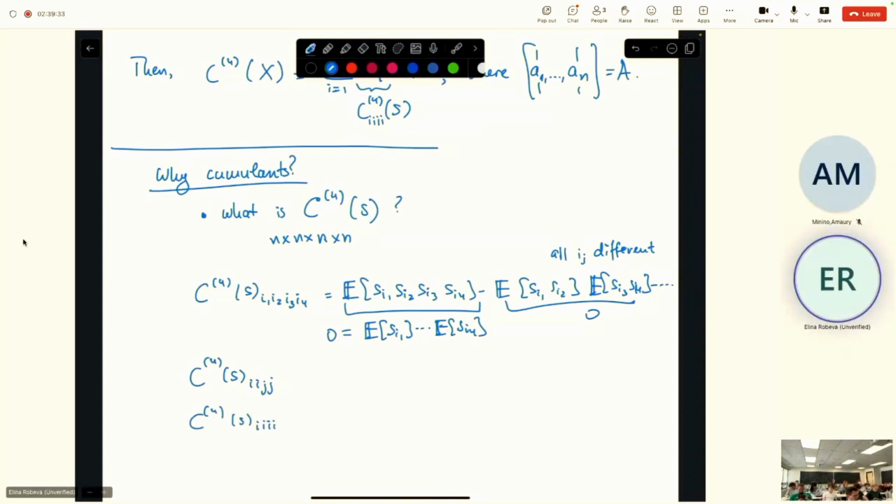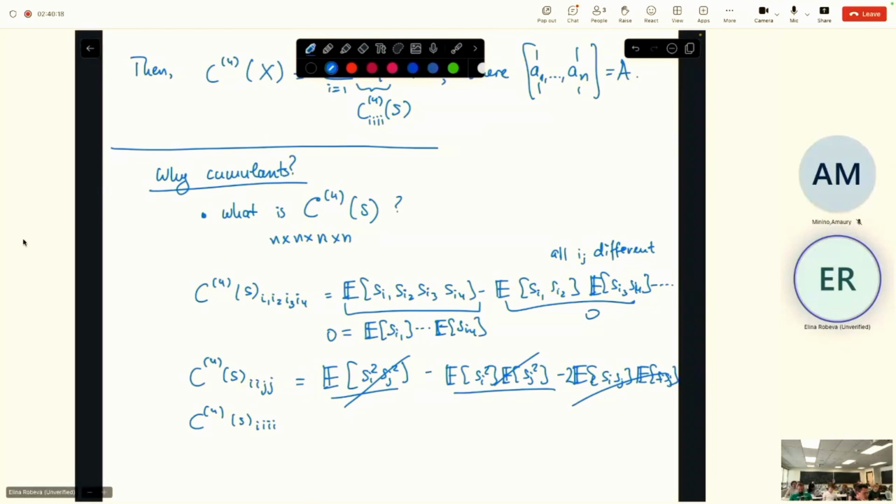Let's think about the I, I, J, J case. Here you would have S_i squared S_j squared in one of the terms, and in the other two you basically have E of S_i S_j squared. Because there are 3 ways to pair them up, this is 2, but this goes to 0, and these 2 will cancel out, because S_i and S_j are independent.